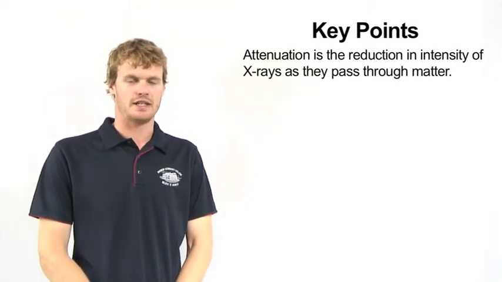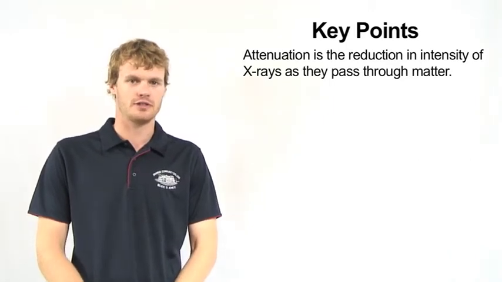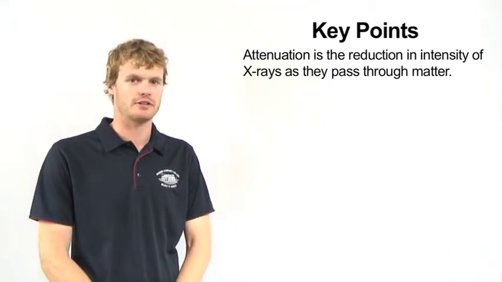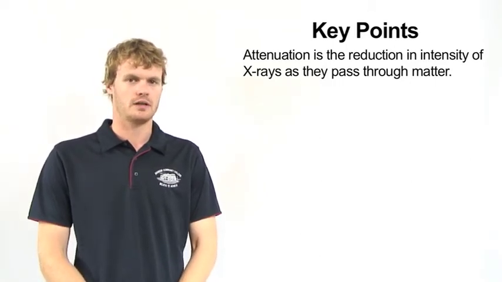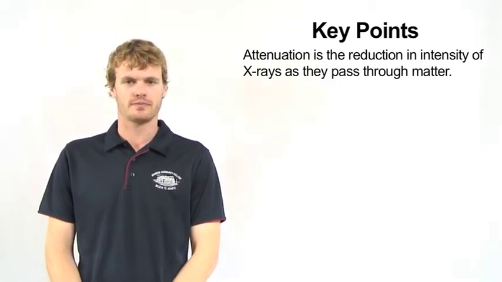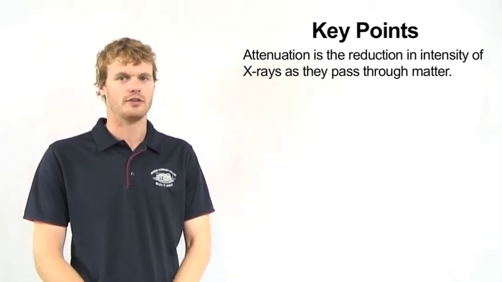So the key points from the video. Attenuation is the reduction in the intensity of an X-ray photon as it passes through a material. This is caused by scattering or absorption of the photons. In an X-ray image, attenuation plays a part in what we actually see on the film.